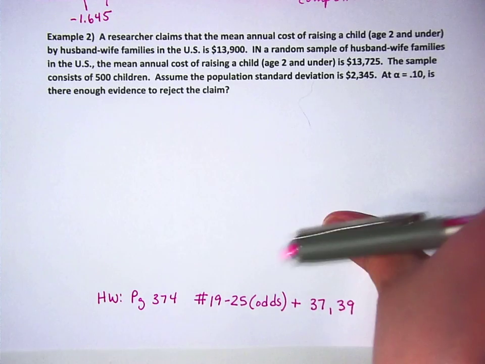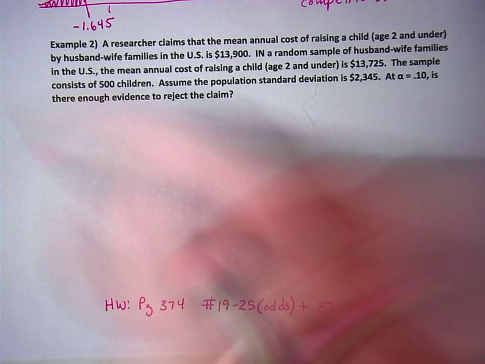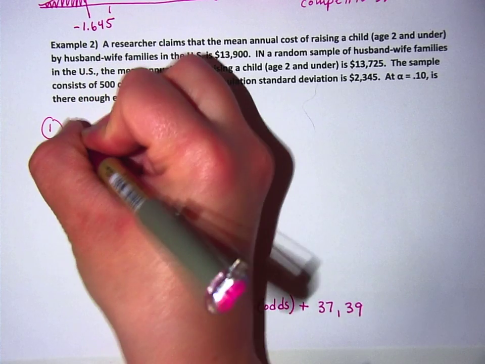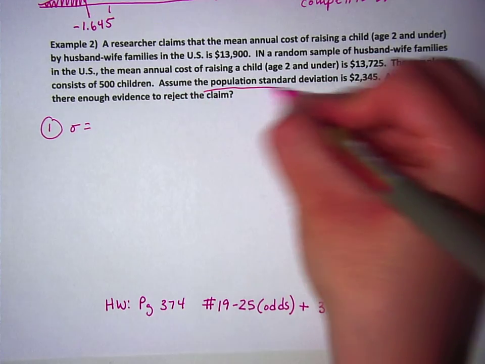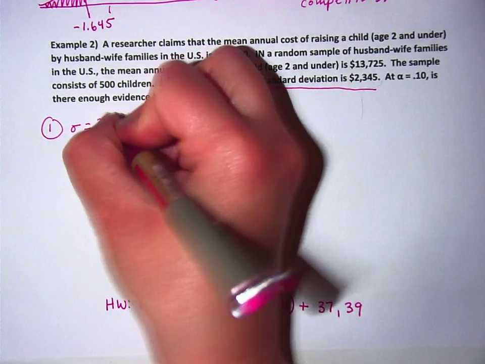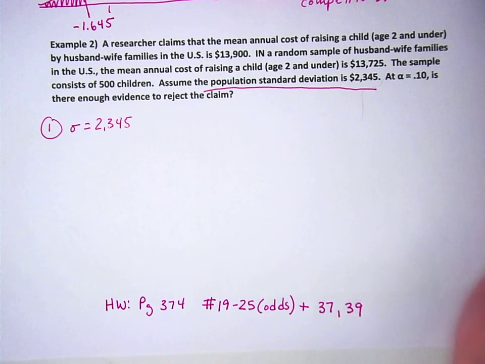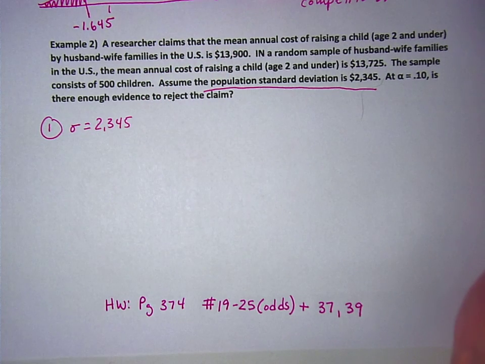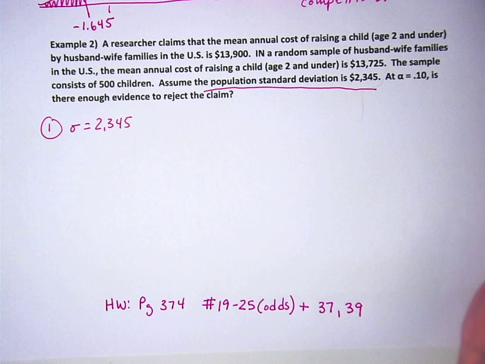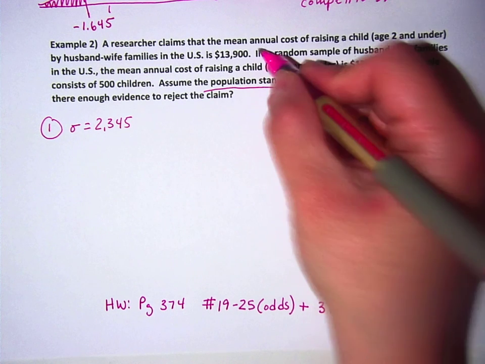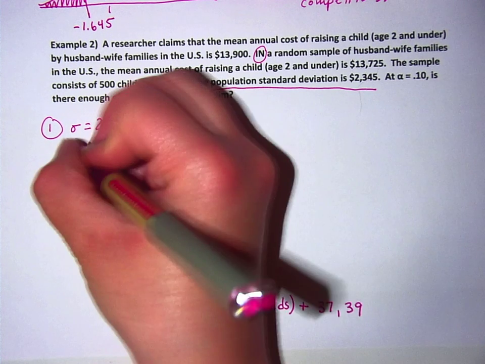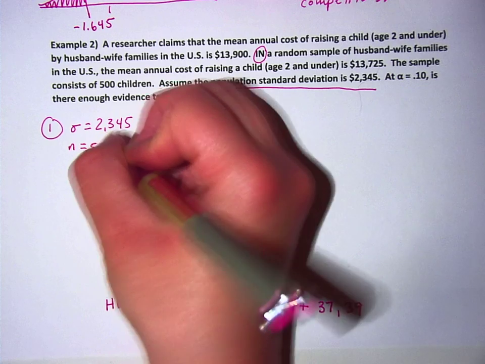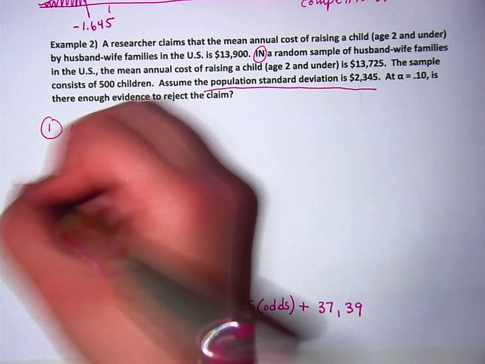All right, I'm going to go ahead and do it. So I'm going to do my steps again, starting with step 1. All right, sigma. Sigma, the population standard deviation, is 2,345. I don't think it says it's normal. And I also don't know why I wrote in capitalized as if I'm shouting at it. But I do know that n is 500, which means that it's definitely over 30, so I'm good to go.